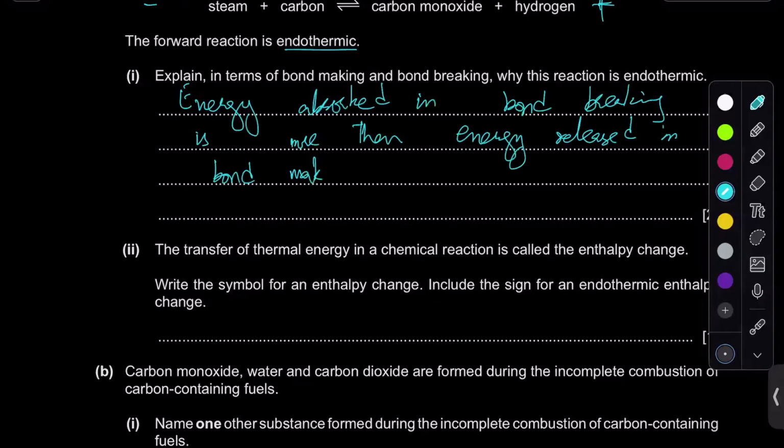making. So not only have we clearly identified the relation between bond making and bond breaking with regards to energy absorbed and energy released, we have also said which one is more so that it becomes endothermic. So this is a model. Answer आप अपने लफ्जों में लिख सकते हो, आप इनको break down कर सकते हो, आप इसके लिए different words use कर सकते हो. It's your choice.